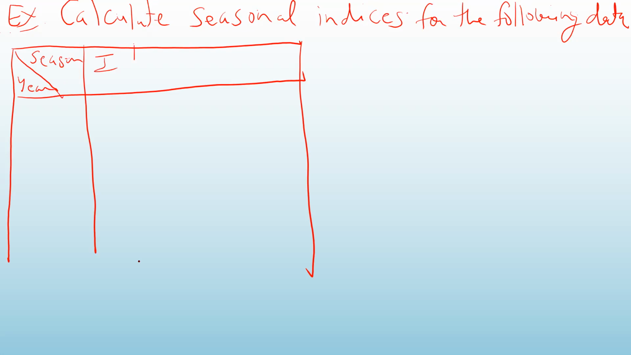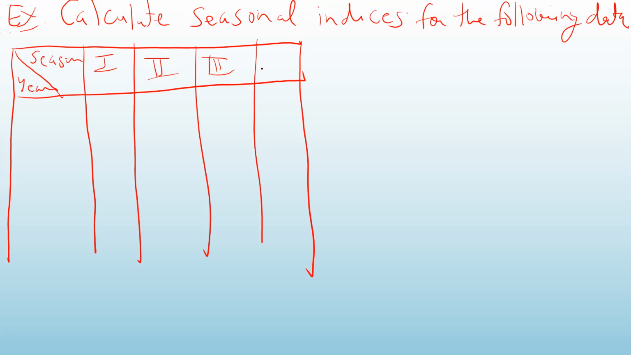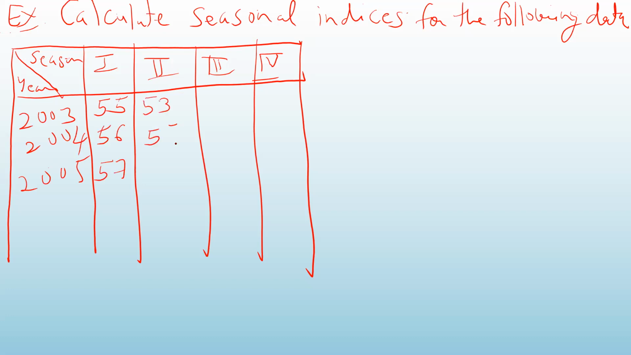First season, second season, third season, and fourth season. The years are 2003, 2004, and 2005. The values are given as 55, 56, 57, 53, 55, 56, 57, 60, 61, 51, 53, and 54.